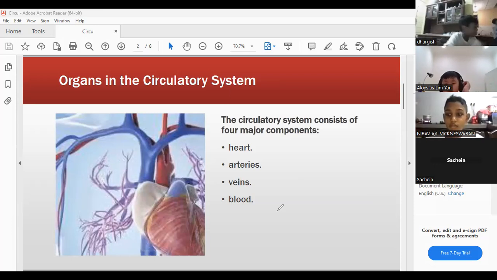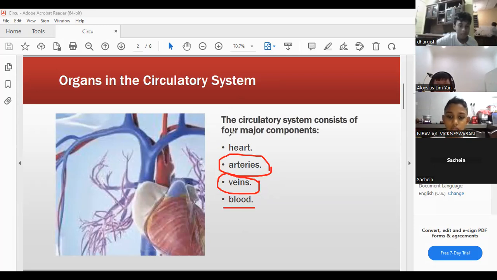Durgesh, can you read this word? Arteries. Good. Nirav, can you read this word? Veins. And Sachin, can you read the last word? Blood. Aloysius, the first word? Heart. I'm sure you are very familiar with heart and you're also very familiar with blood.